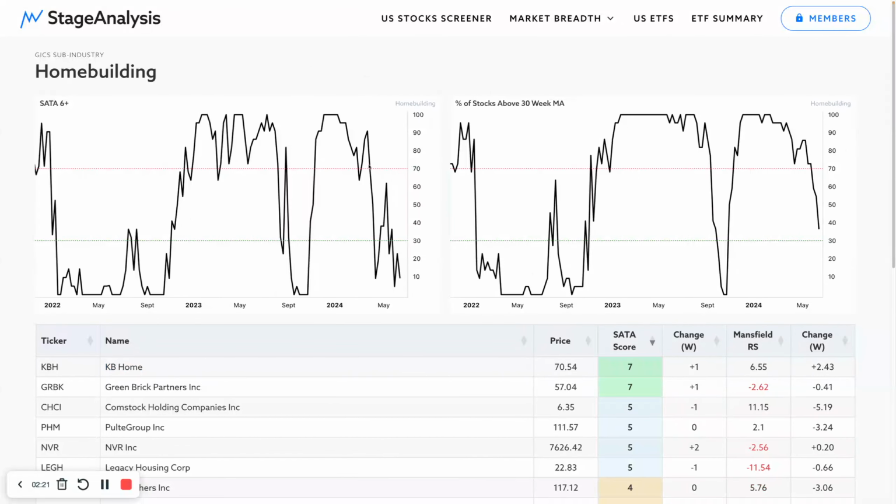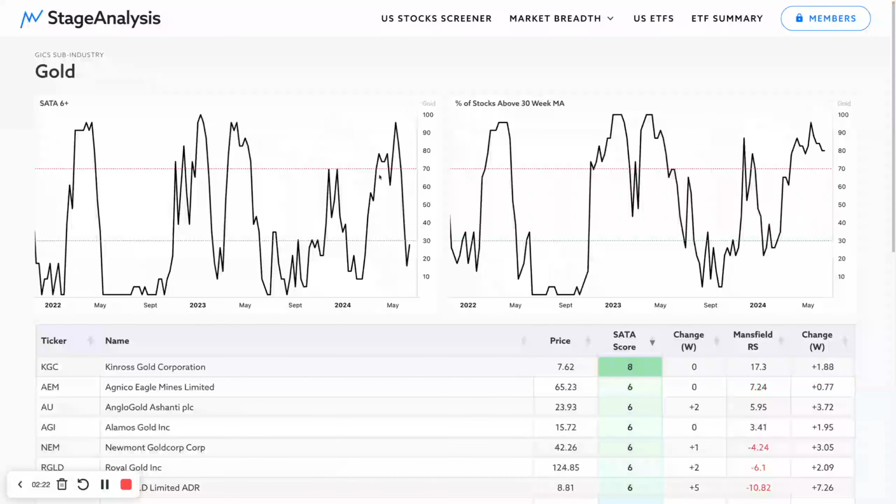So you see how the charts change. Very, very similar info obviously with all of them, but it just gives you a bit of context of where the group is overall. So for example, at the moment, gold is just below the key 30% level. It did top out, getting all the way up into the 90% range with the SATA 6+ a little while ago, a few months back there.